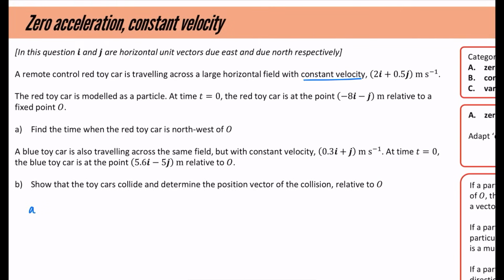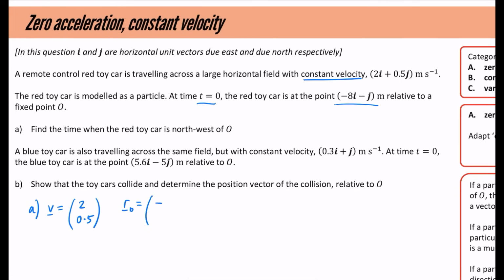So I'm going to write it down. I'm going to do it in column vectors. You don't have to do it in column vectors, but if you do, you will not get penalized for it. I just think it's a much better way of organizing your thoughts than with the i and j written in this form. The red toy car is modelled as a particle, meaning we can ignore its dimensions. At time t equals 0, the red toy car is at the point -8i minus j meters relative to a fixed point O. And it says find the time when the red toy car is northwest of O. Well, it's saying t equals 0, this is where it is. This is actually talking about its initial position.